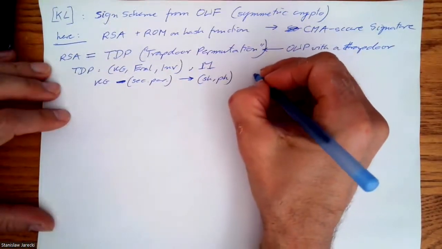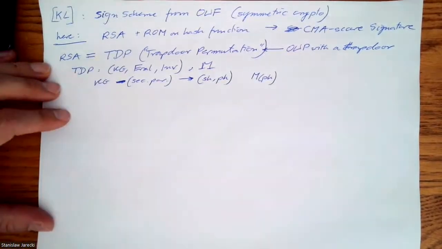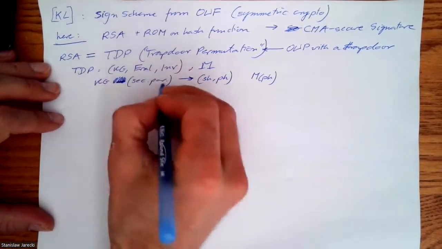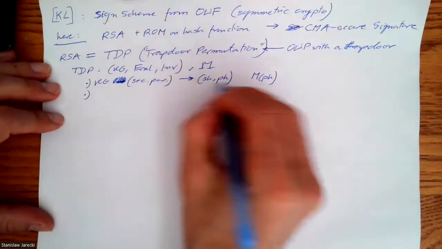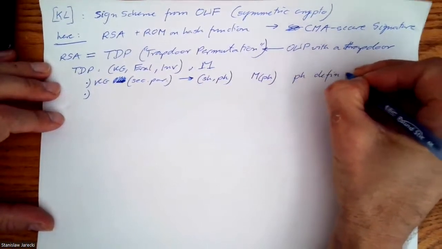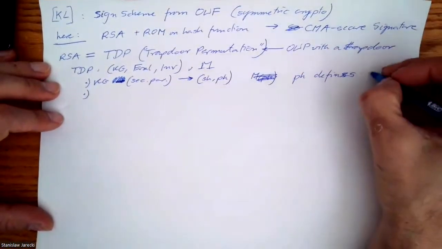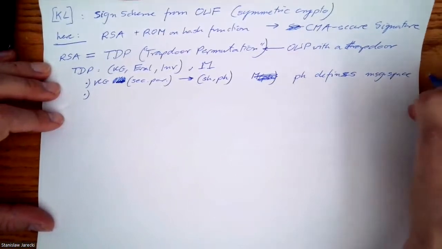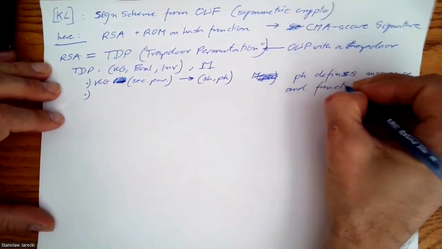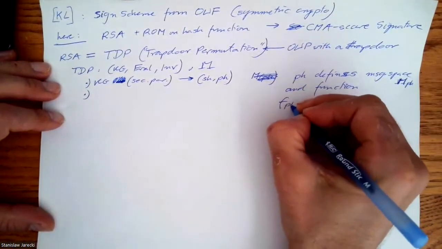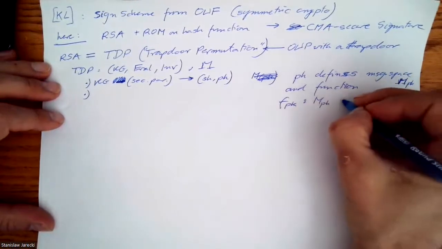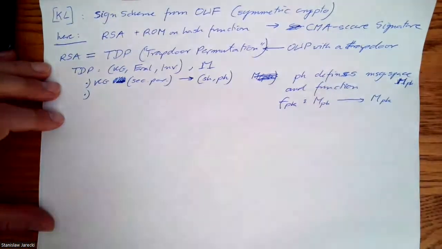Typically the public key defines a message space, M_PK, and a function which we can tag by the public key, because it defines this function, which is a permutation on the message space. And it's a one-to-one function.